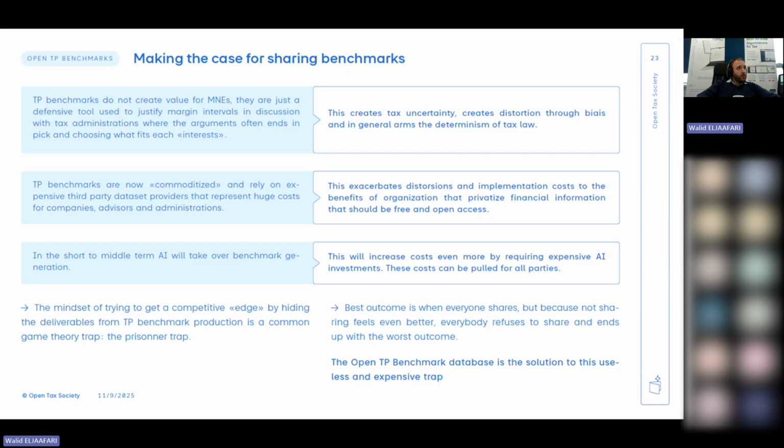This is our perspective on this matter, and we want to help you in this direction by providing the software behind it. So this will be this OpenTP benchmark initiative.